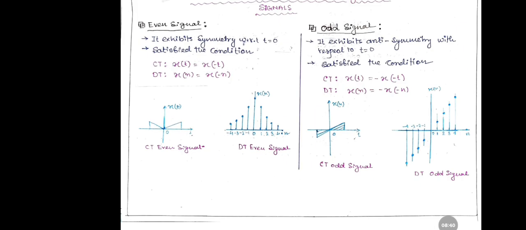And what are odd signals? Odd signals do not show any symmetry. The condition for continuous time signals is x(t) = -x(-t), and for discrete time, x[n] = -x[-n]. And this is the example and the graphical representation of odd signals for continuous time and for discrete time.